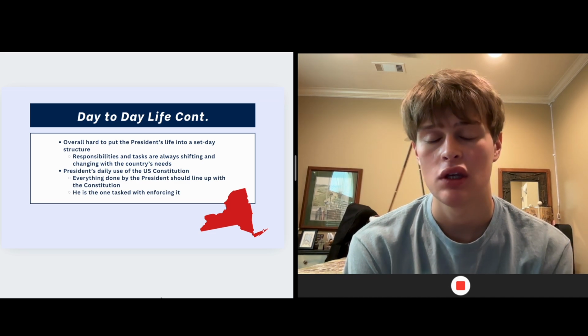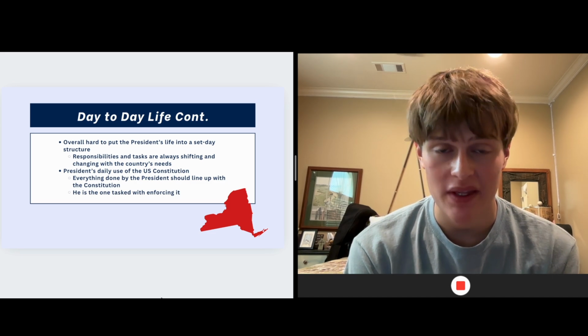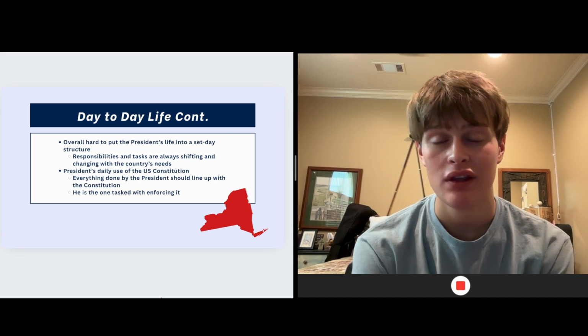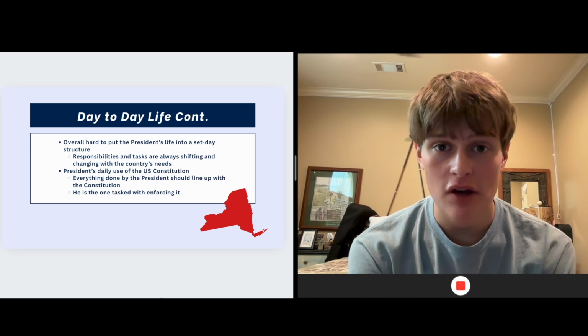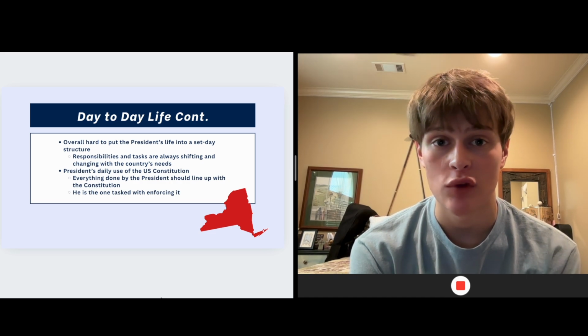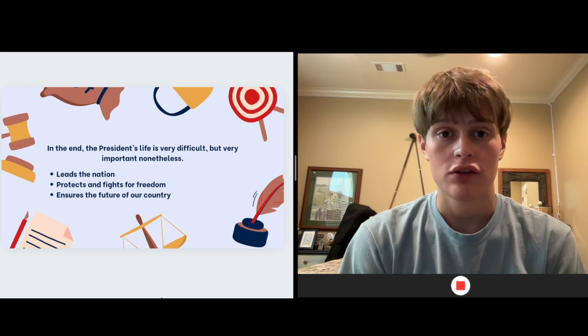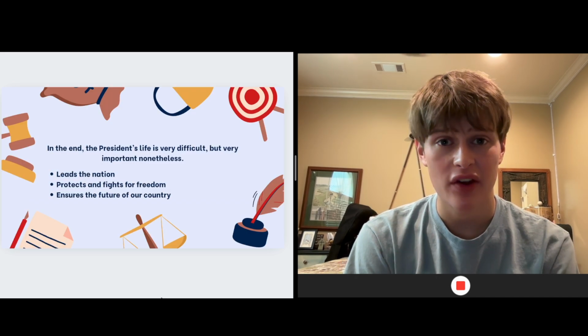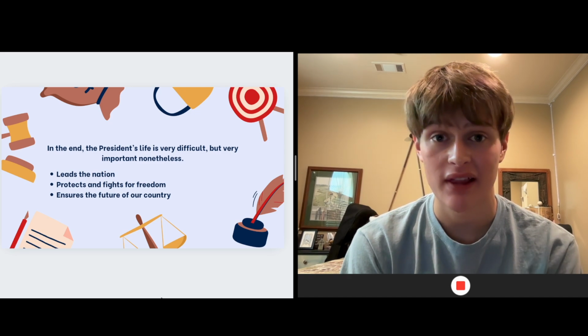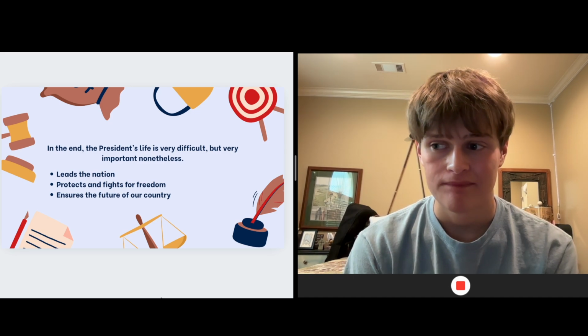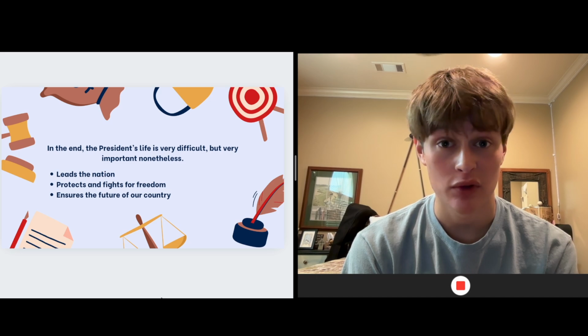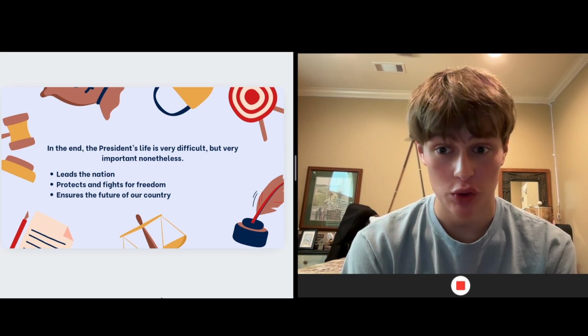So once again, the day-to-day life of the president is hard to set exactly because it's always changing so much. But one thing that does remain true is the president's use of the Constitution. Everything that he does should abide by the words of the Constitution. He's the one tasked with enforcing it overall. So overall, the president's life is very difficult, but very important nonetheless. It's very stressful. It's impossible for a job like that not to be, but it's crucial.